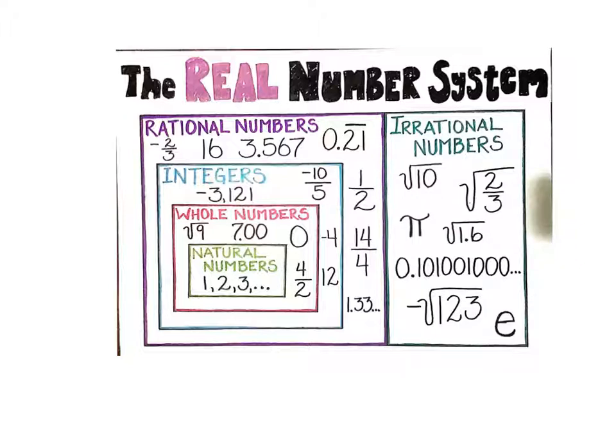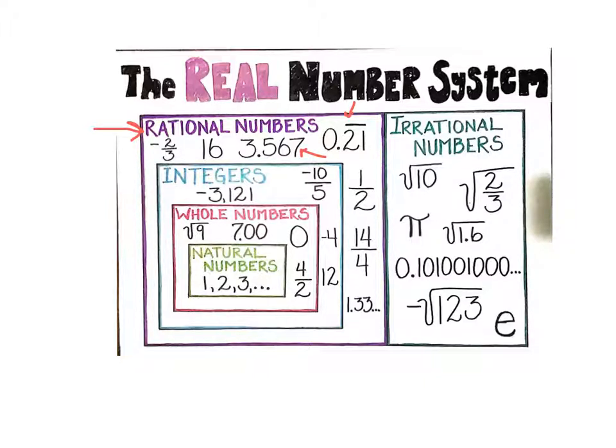Real numbers are broken down into two main categories, the first of which is rational. Rational is any number that you can write as a fraction, and most numbers you can write as fractions, so that is most numbers. I think most of the real numbers probably fall right in there. Any decimal that either stops or repeats is rational, like 0.21. You could write that as a fraction. 3.567, because it terminates or stops, you can write that as a fraction, so it is rational.